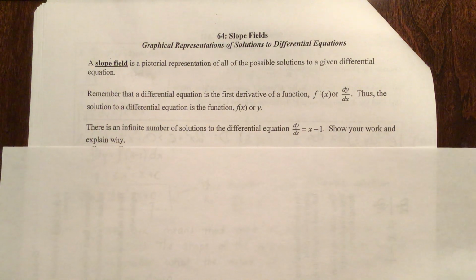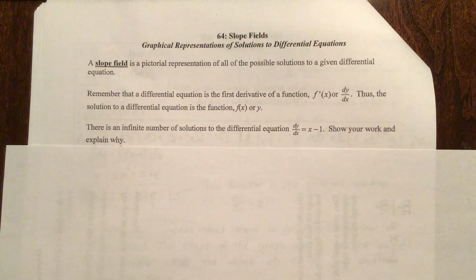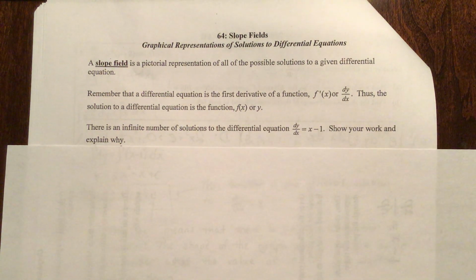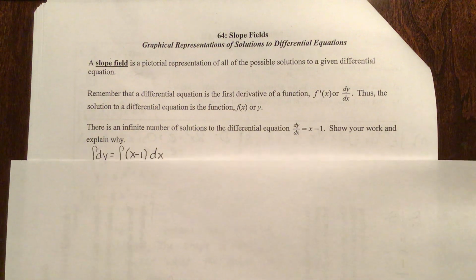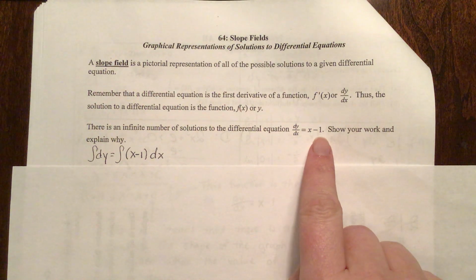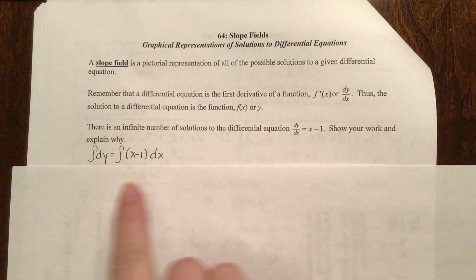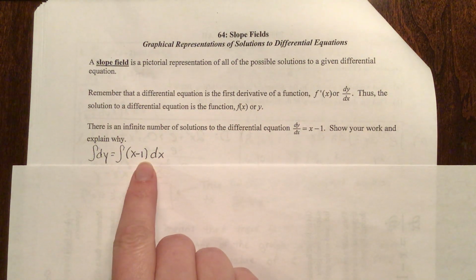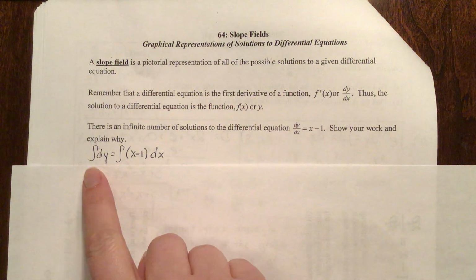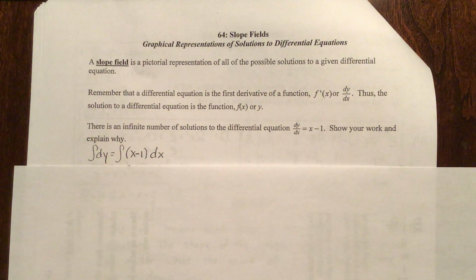There is an infinite number of solutions to a differential equation such as this. Show your work and explain why. So I've already got this one written out. I would suggest just kind of watching and listening and then copying down or reworking it yourself as you pause. So let's start with trying to get all the y's on one side and all the x's on the other. So we move the dx portion over to the right. So we get the x minus 1 dx, and then we take the integral of both sides. So we separated by multiplying by dx, and then we took the integral of both sides.